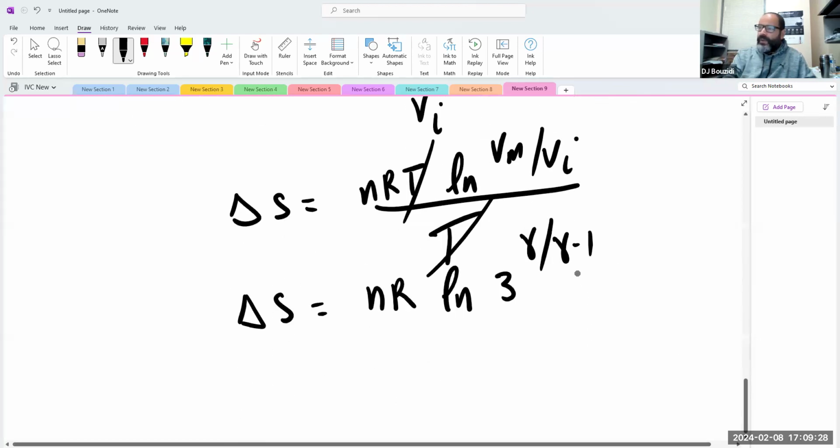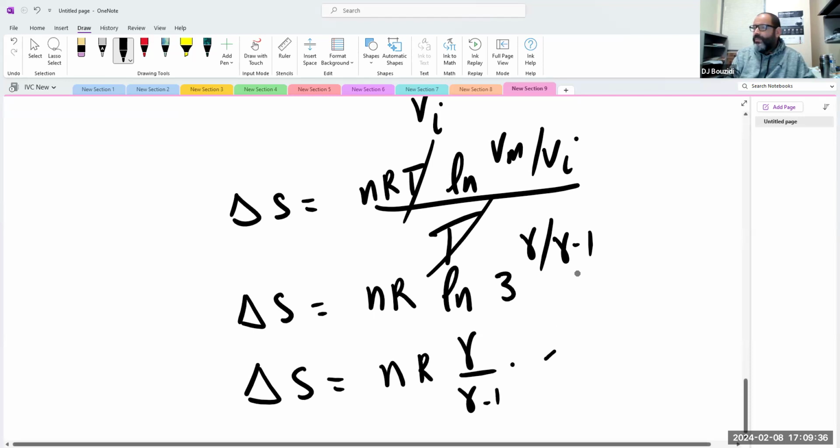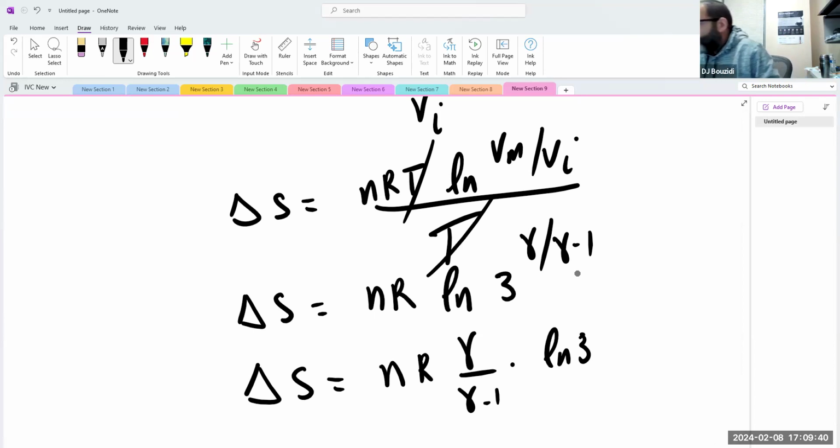The properties of the log in here are in full force. So delta S is equal to nR gamma over gamma minus 1 times ln of 3. And that's the answer. I mean, they didn't give us the number of moles, so you can compute this for 1 mole and say this is per mole. This is how much entropy is changing.